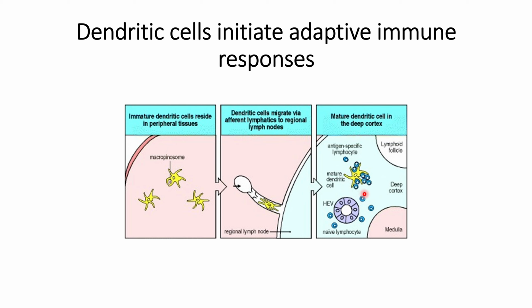And when it reaches the lymph node, it activates the naive lymphocytes that we have discussed in previous videos, that is, it activates the T cells. And how do these T cells enter the lymph nodes? They enter the lymph nodes with the help of HEV, that is high endothelial venule. It brings the naive lymphocytes from the blood vessels into the regional lymph node, and when they come in contact with the mature dendritic cells or antigen presenting cells, they get activated.